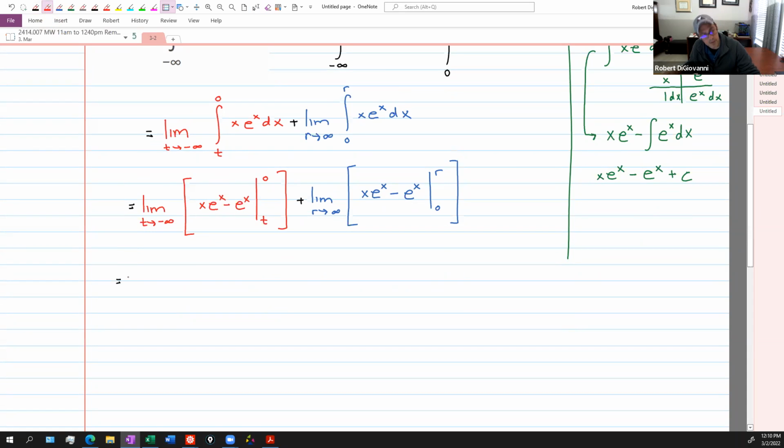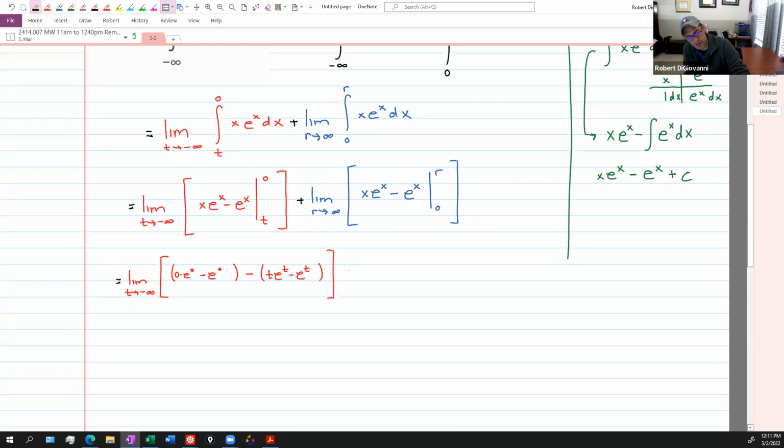This is the limit as t goes to negative infinity. And then in here, I'm going to have 2 sets of parentheses, with subtraction here. Okay, first we plug in 0. So 0 times e to the 0 minus e to the 0. Then I plug in t. So t e to the t minus e to the t.